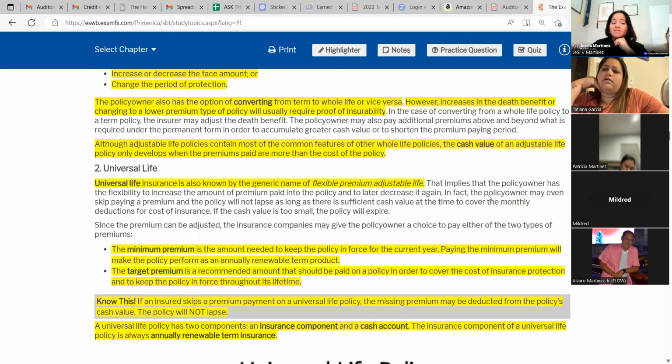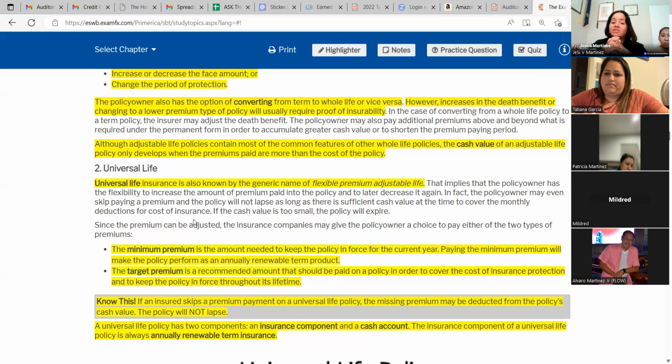It says, in fact, the policy owner may even skip paying a premium and the policy will not lapse as long as there is sufficient cash value at the time to cover the monthly deduction for cost of insurance. So if you stop paying your premium, but there is enough cash value in that account, they'll simply take it from your savings and pay your policy. All right, so without even asking. Hey, it's okay, don't pay me. And then when you go realize there's no savings because it's paid all your insurance in there.